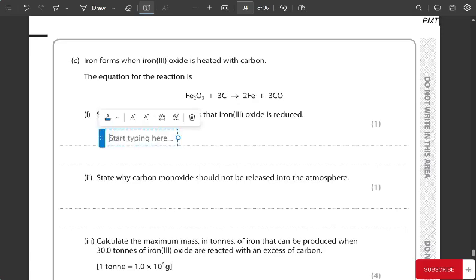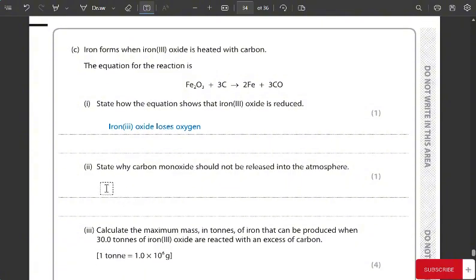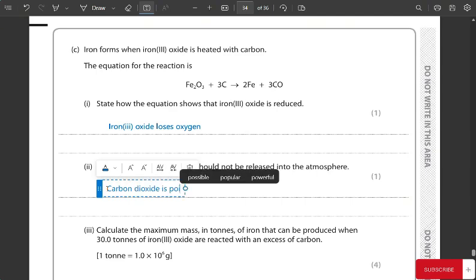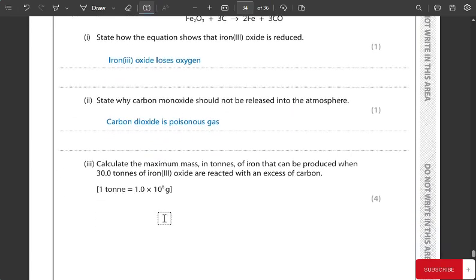We can easily see that iron(III) oxide loses oxygen. Carbon monoxide should not be released into the atmosphere because carbon monoxide is a poisonous gas.